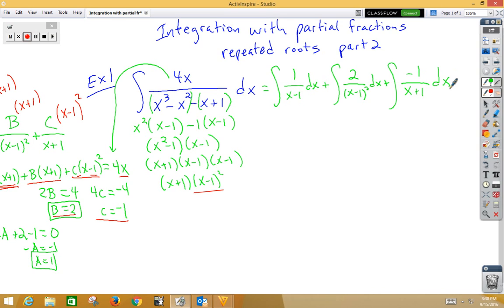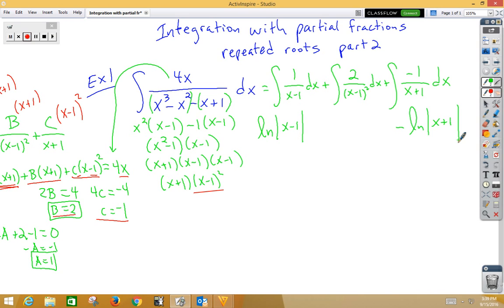My first integral is a natural log absolute value x minus 1. My last integral is also a natural log. We're going to have a negative natural log absolute value x plus 1. Now we've got the middle term. Now let's take a look at that.